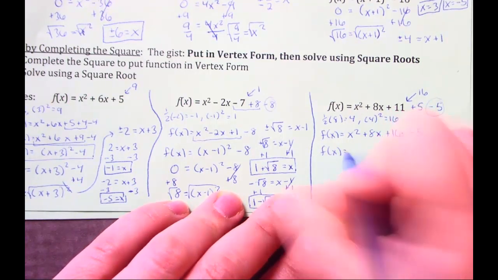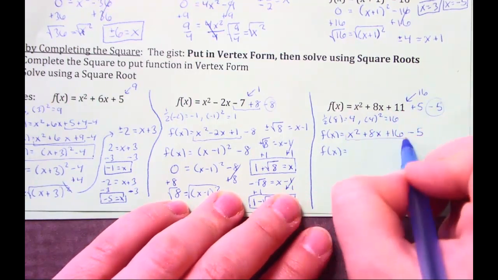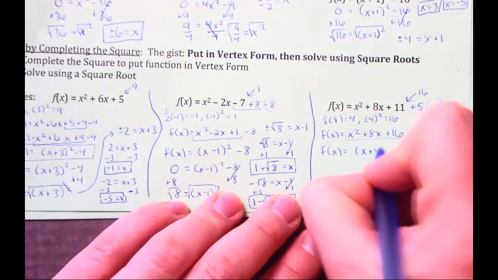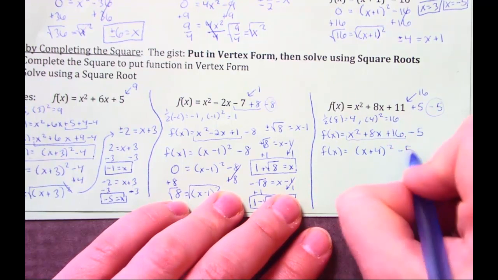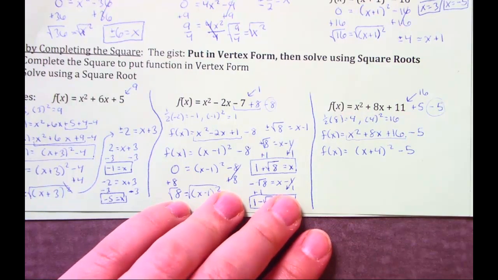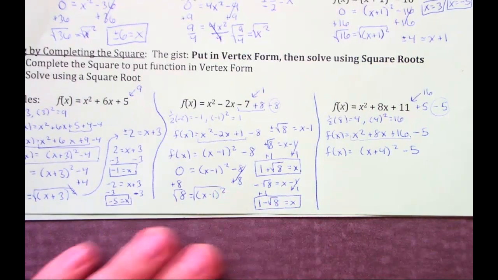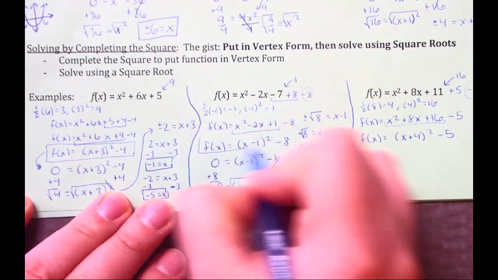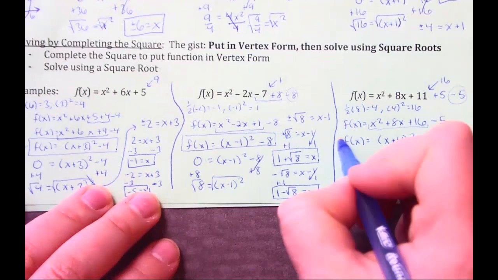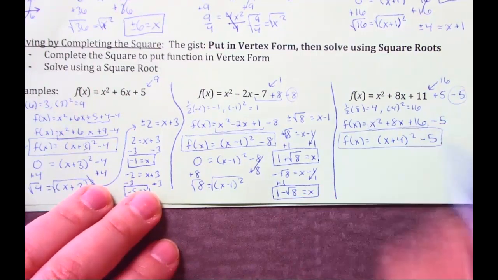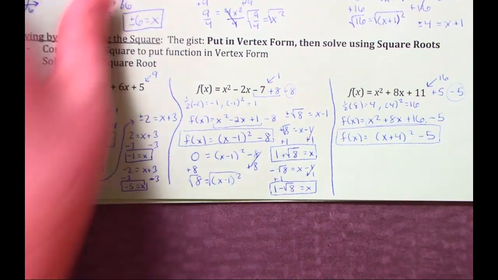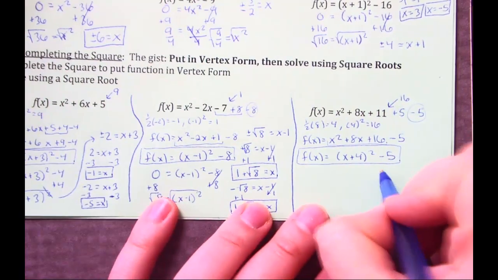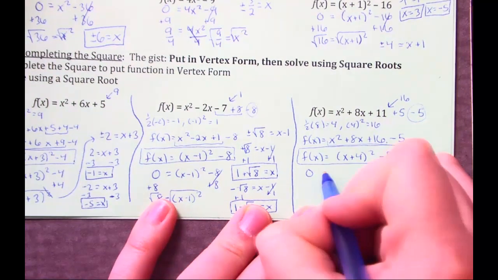So now I can write it in vertex form because this is the x minus h part. That's my perfect square, and that's going to be x plus 4 squared. Then I have this minus 5. Now that I have it in vertex form, just like I did here, now I have this one in vertex form. Once it's in vertex form, now I can start solving using the square roots just like we have been.